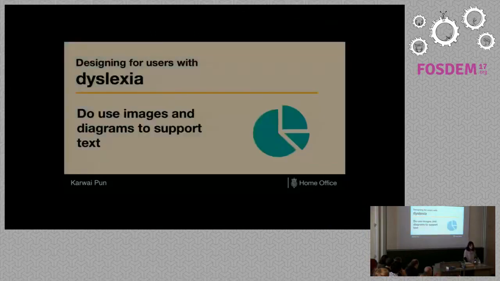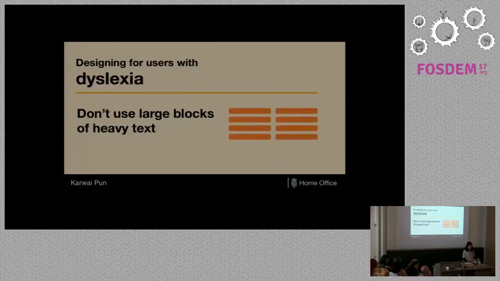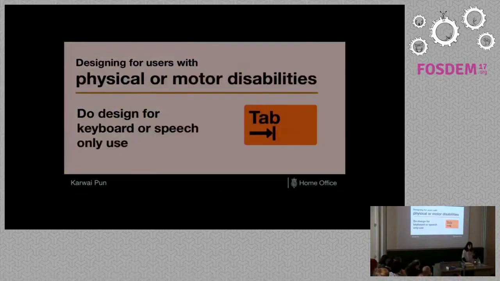Use images and diagrams to support text. This breaks up lots of heavy text and it improves cognition. And for some dyslexics, seeing a lot of text can cause what's known as a blurry or swirly effect. The text moves.